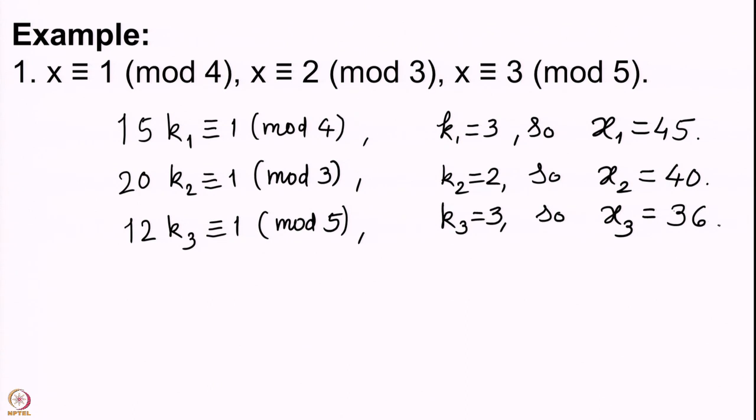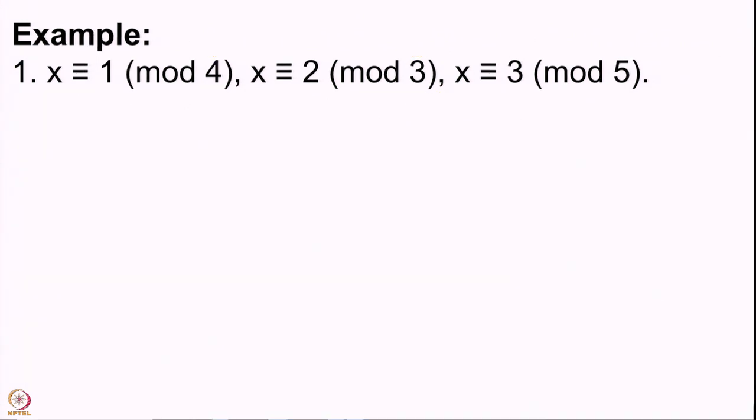We can quickly observe that each of these have the required properties, that 45 is divisible by 5 and 3 and is congruent to 1 mod 4. Similarly, 40 is divisible by 5 and 4 but is congruent to 1 mod 3, and 36 is divisible by 4 and 3 and is congruent to 1 mod 5. So, let me write it here once again. We have 45, 40 and 36. These are the values of x1, x2, x3.